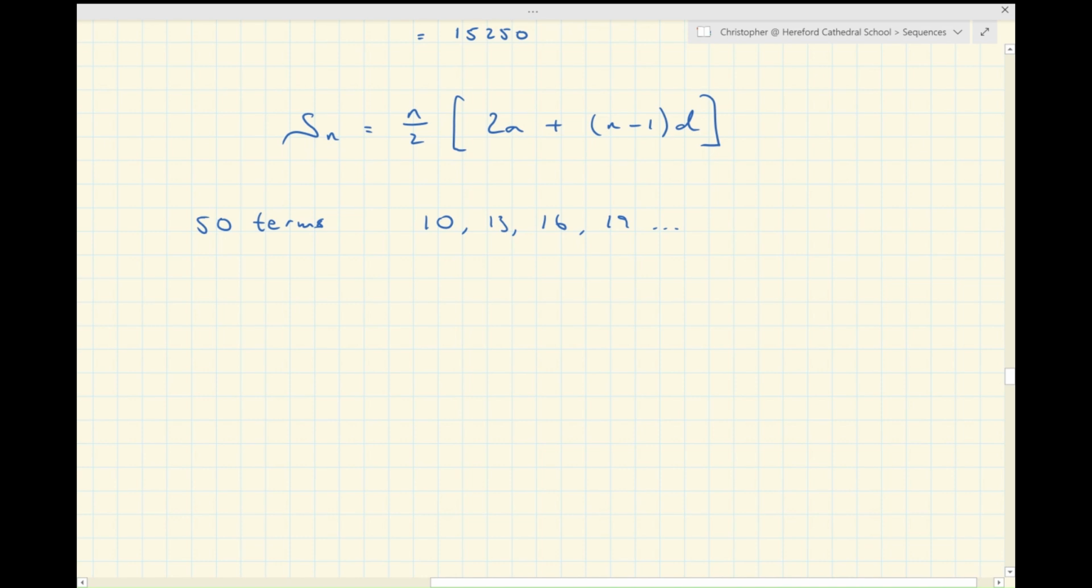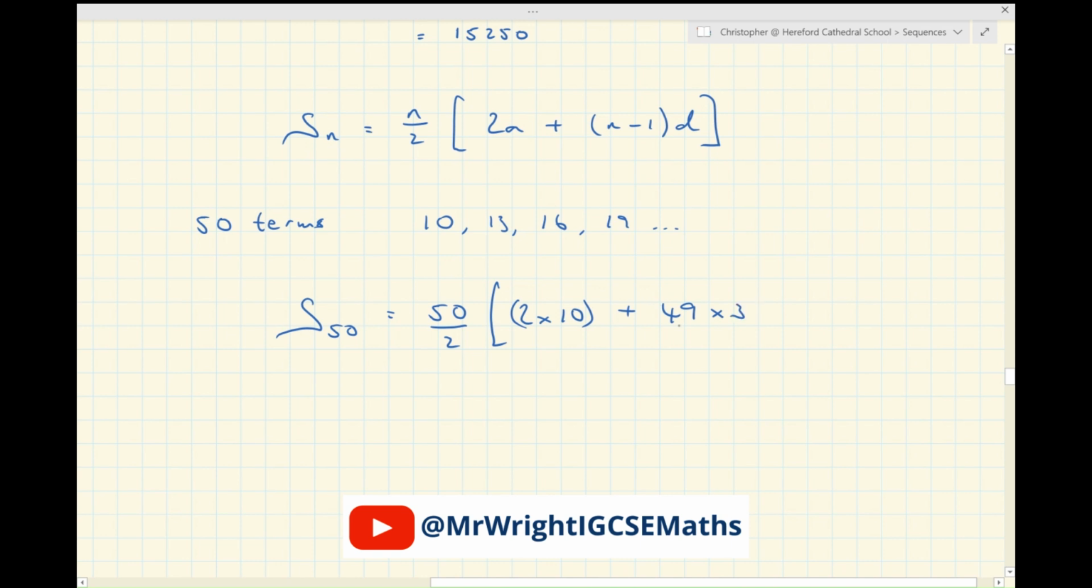Perhaps pause the film, give it a go. Okay, so the sum of the first 50 terms, S50, is going to be 50 over 2, n over 2, multiplied by 2 times the first term, 2 times a, plus 49, n minus 1, times the difference, which is 3. So that is what I need to work out.